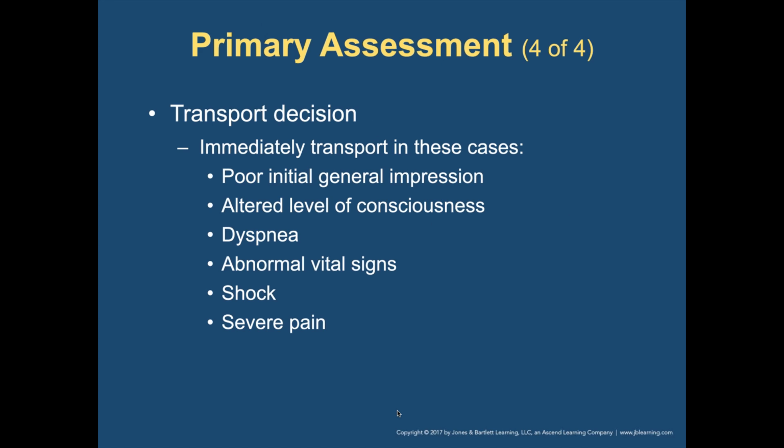Types of patients who need immediate transport: poor general impression, altered LOC, dyspnea, which is problems with their breathing, abnormal vital signs, and I'm not just talking about a high pulse. I mean like their blood pressure's crashing, or they've got Cheyne-Stokes breathing, that kind of thing. Shock and severe pain. As an EMT, because we can't give pain meds, severe pain is a reason to stop at the nearest ER, hurry up and get them there.